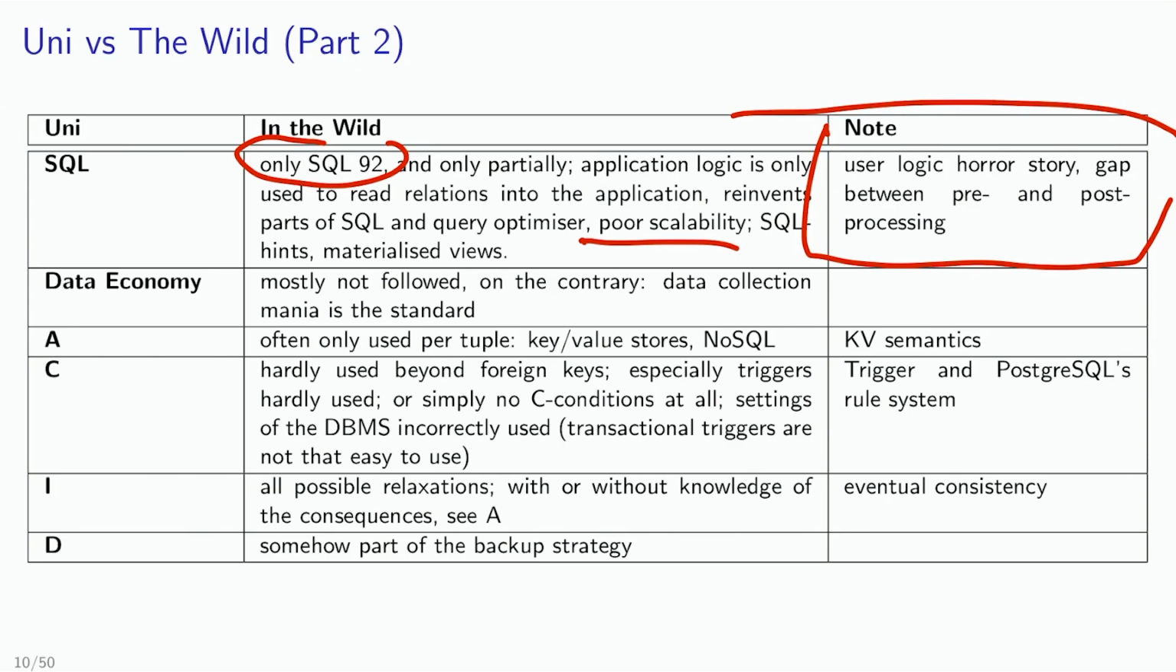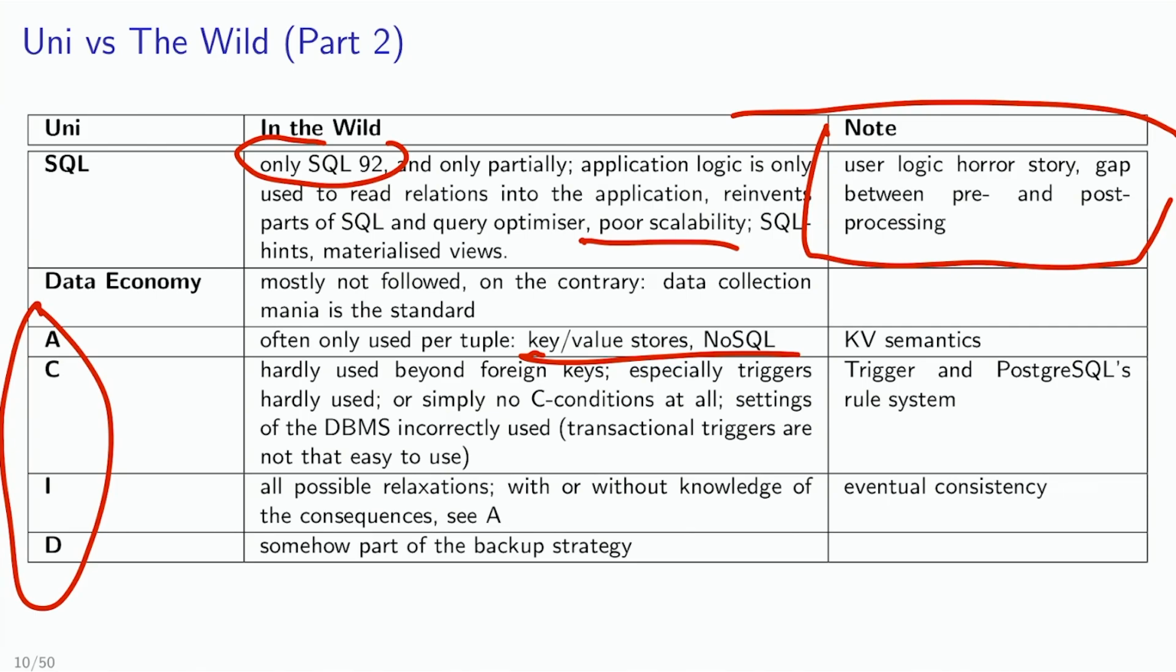Yeah, then ACID. So the ACID properties, often this is only used per tuple, in particular if you ever bump into key value stores or NoSQL systems that typically have ACID only on a single tuple. Yeah, the strong feature of a database system is that we can do transactions across any number of tuples, across any number of relations. Yeah, so we have real transactions. Key value stores often don't have it.